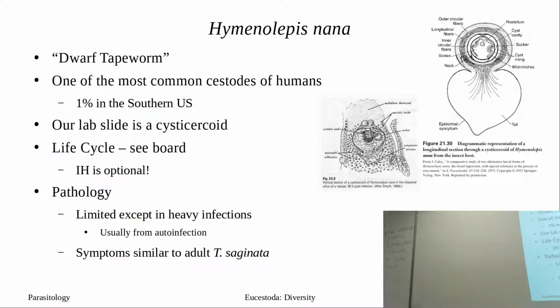The slide that we have is a cysticercoid, a larval stage. So our cysticercoid consists of an invaginated scolex at the anterior end, and then a tail, which has basically been described as the cercomere that has been retained, a cercomere that would be equivalent to the cercomere of your procercoids.